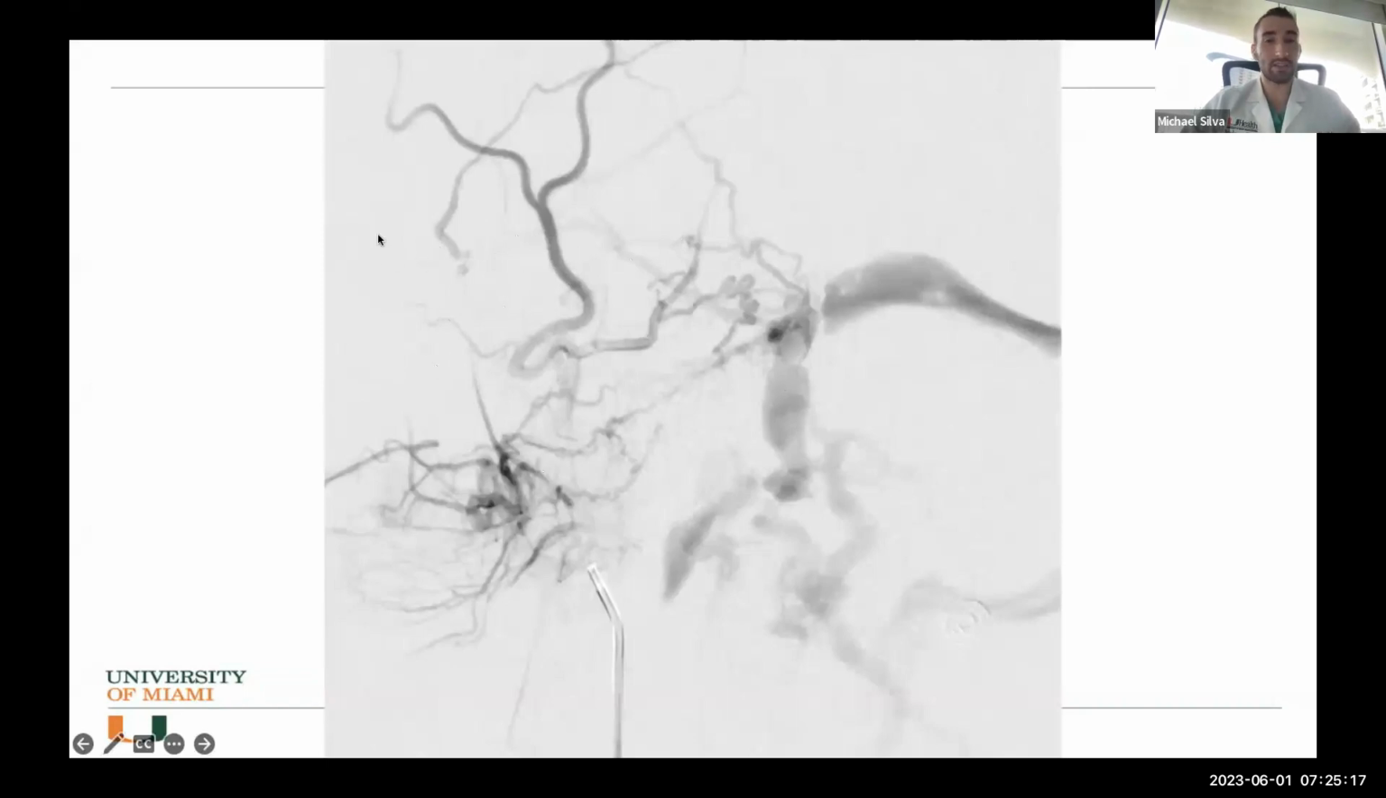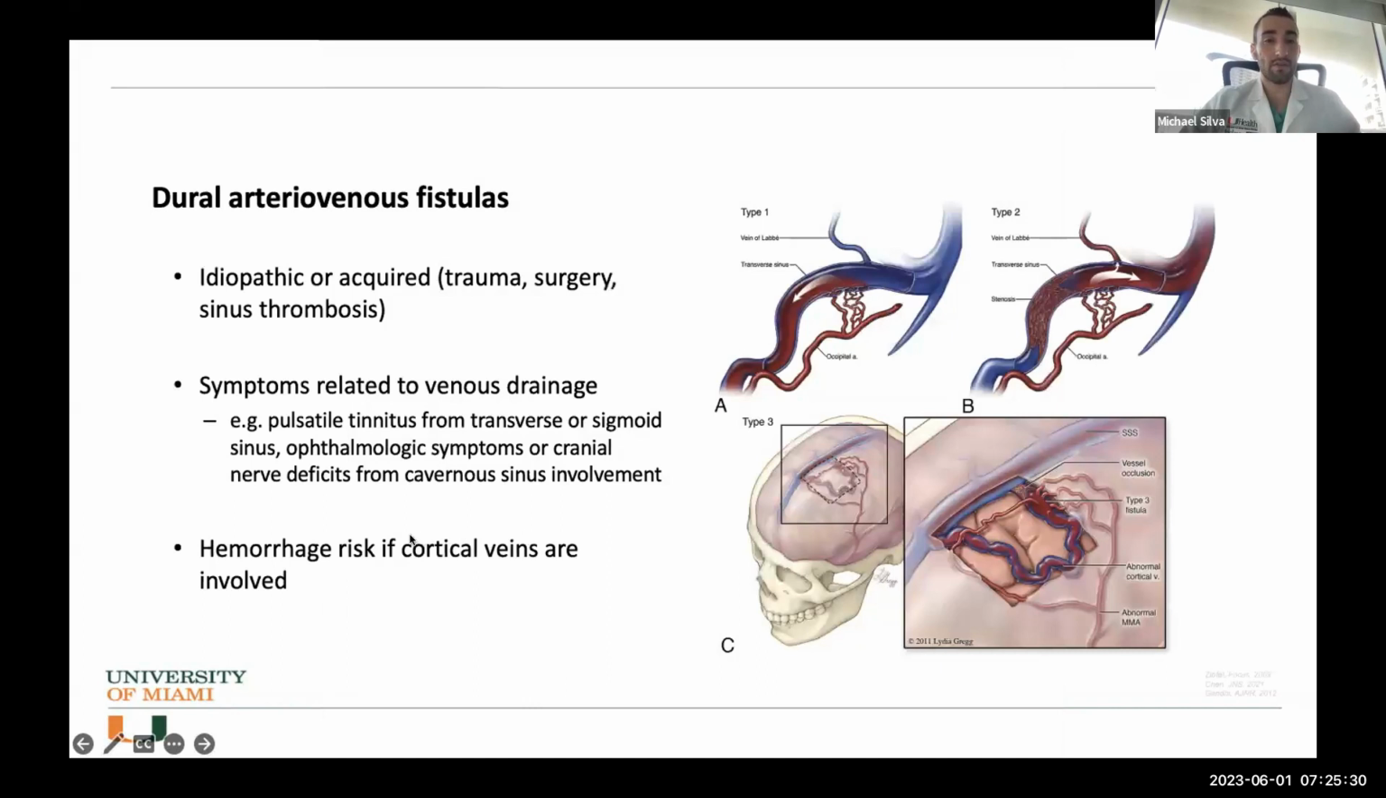And what's happened here is because of the high arterial blood, just like we talked about with the cavernous sinus and the CC fistulas, this vein has arterialized, thrombosed, clotted off, and you're getting reflux back to the venous side, to the contralateral side. So broadly, dural arteriovenous fistulas, they can be idiopathic or acquired. The symptoms of these fistulas are entirely related to the venous drainage. So oftentimes patients will present with pulsatile tinnitus, which is in fact what this patient presented with.